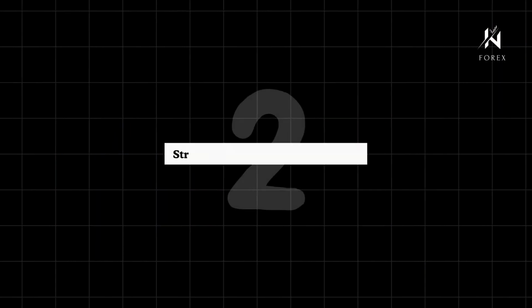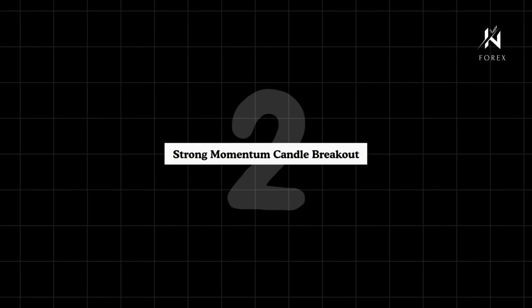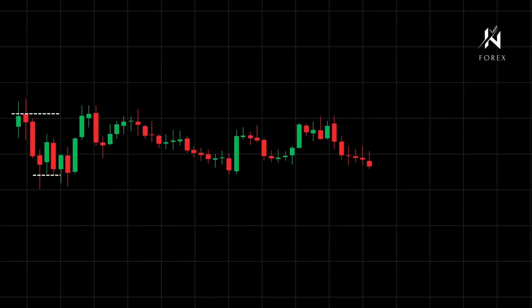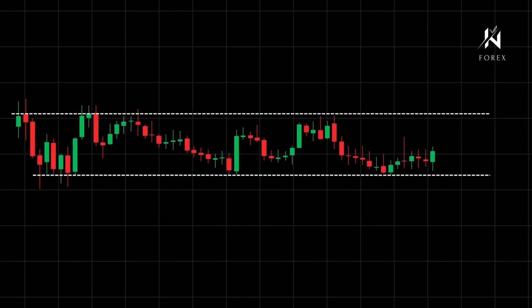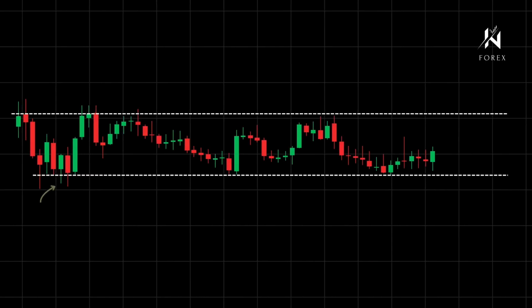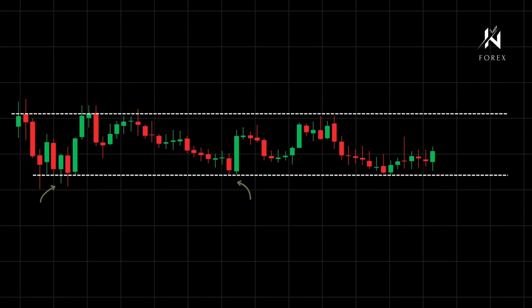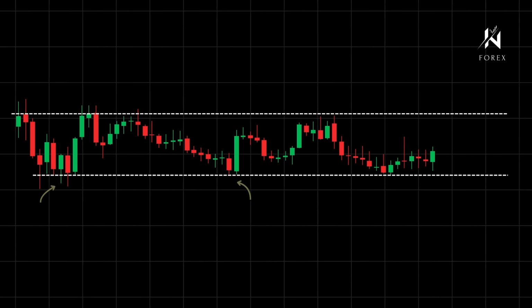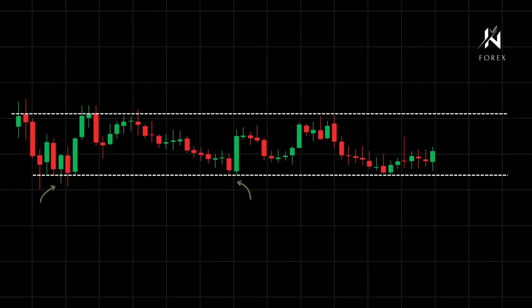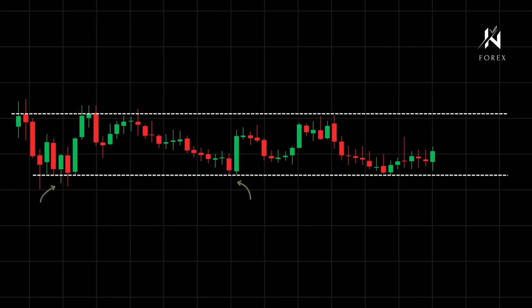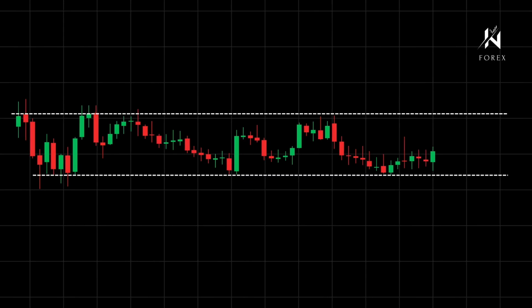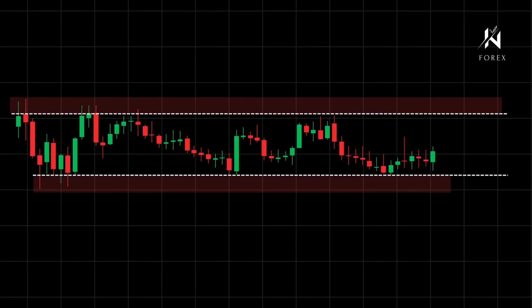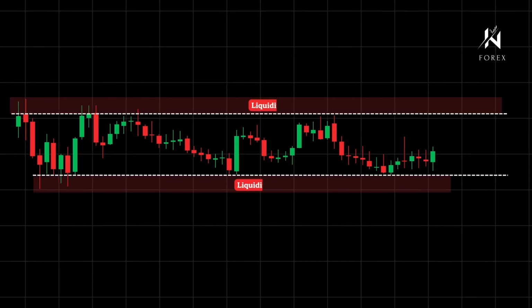Number 2. Strong momentum candle breakouts. Whenever the market trades within a range, it repeatedly tests one side of the range and attempts to break it, only to return to the same zone. Many retail traders plan to enter trades on the breakout of this range. This level becomes psychologically important to them, and they become eager to act on the breakout. By placing their stop losses in the breakout direction, liquidity is created.